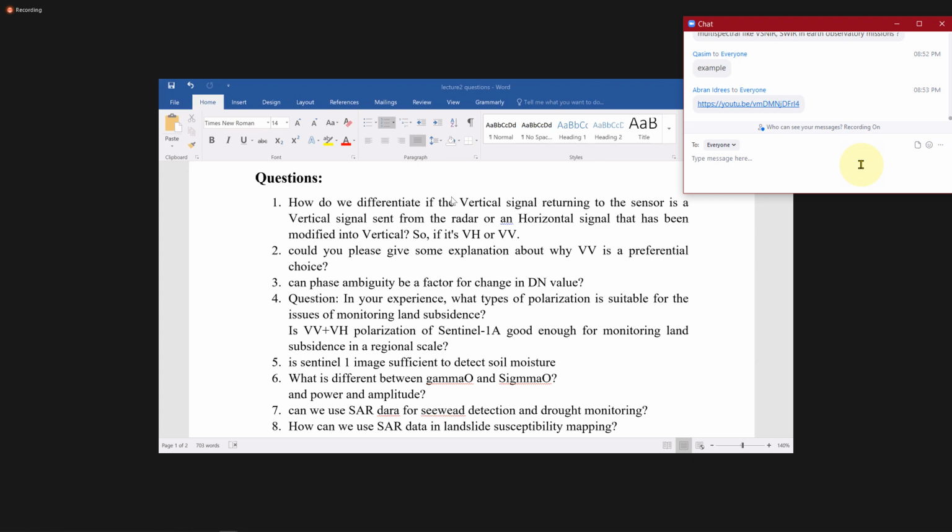Is a Sentinel-1 image sufficient to detect soil moisture? That depends what you mean by sufficient. We can detect differences in soil moisture with Sentinel-1, but is it sufficient? That depends what you want, how precisely you want to detect it, and so on. For many soil moisture applications, they very commonly use passive microwave remote sensing data, I think, because it's a little bit more suitable if you are interested in soil moisture.